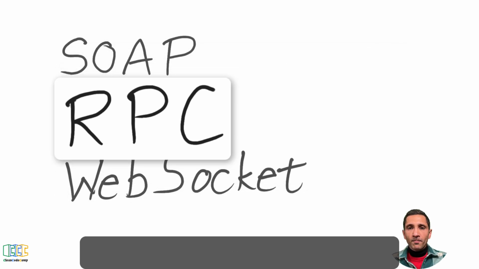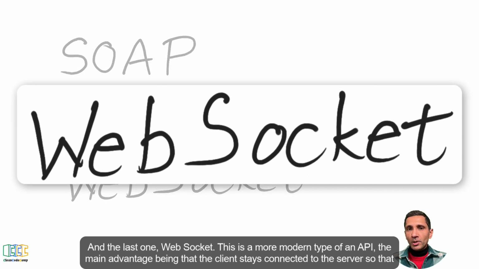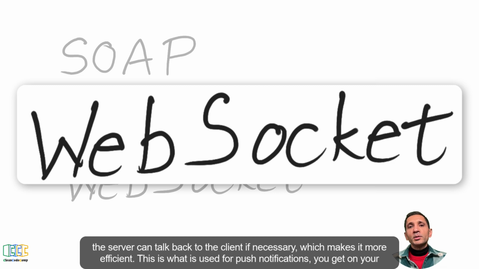And the last one, WebSocket. This is a more modern type of an API. The main advantage being that the client stays connected to the server so that the server can talk back to the client if necessary, which makes it more efficient. This is what is used for push notifications you get on your phone.